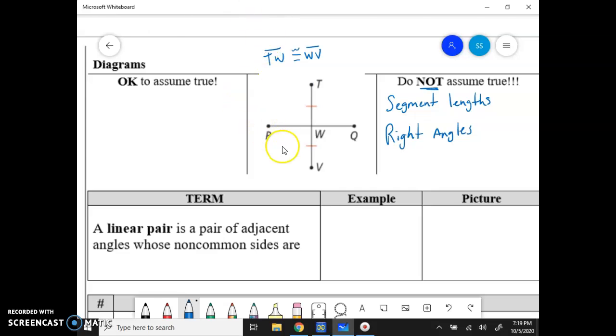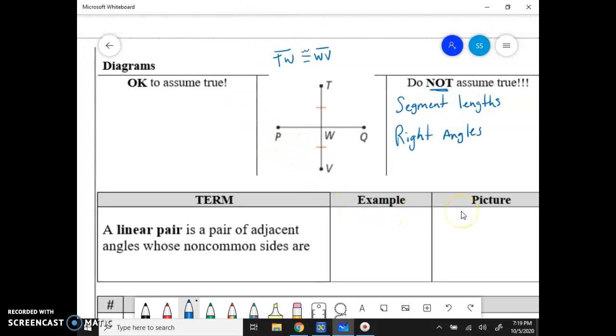What we can do, what is okay to assume, is vertical angles. So if we look at angle TWQ here, we might not know the exact measure of this angle, even though it certainly looks pretty close to 90. But I do know that it has to be the same measure as VWP, because they are vertical angles, and we can assume vertical angles.